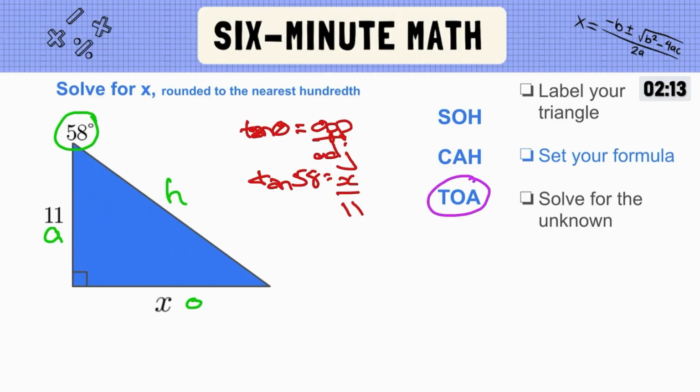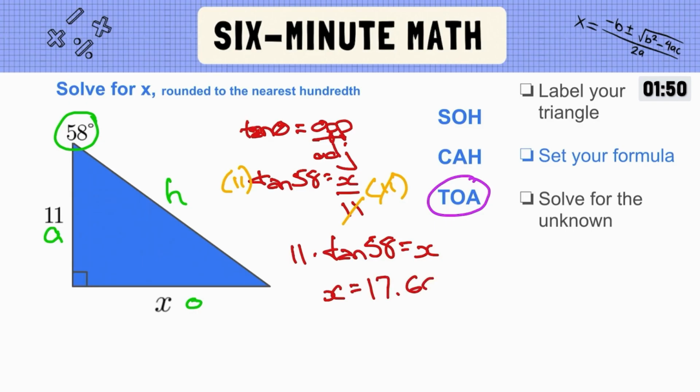In this situation, I need to get rid of this denominator, so I'm just going to multiply both sides by 11, which cancels that off. We have 11 times tangent 58 equals x. Therefore, x is going to equal 17.60367. We're going to round that to the nearest hundredth, so x equals 17.60.